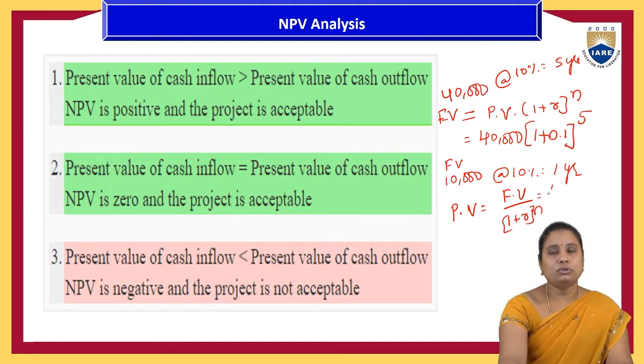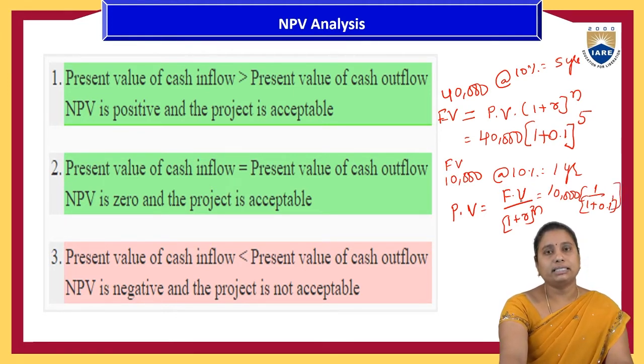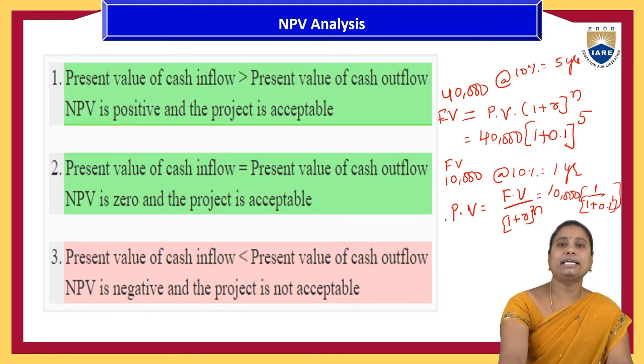So the future value is 10,000 into 1 divided by (1 plus 0.1) whole to the power of 1. You will see it comes to about 9,090 or so. Which means if presently they invest that amount, and the rate of return is 10%, then after 1 year there is an expectation of returns of 10,000 rupees. That is the calculation of the time value of money as per discounted cash flow methods.